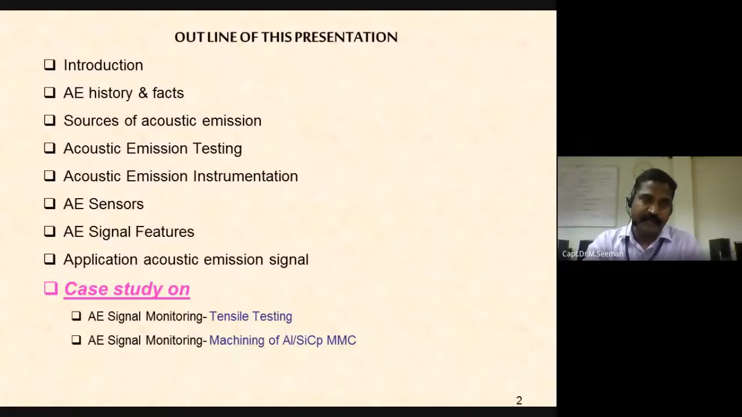Then second, a case study on two processes: acoustic emission signal monitoring during tensile testing, then AE monitoring during the machining of aluminum silicon carbide particulate metal matrix composite. So this lecture is divided into two parts. First, the introduction to the application of acoustic emission signals. Then I will give a 10 minute break. Then you start the case study of the two different processes.